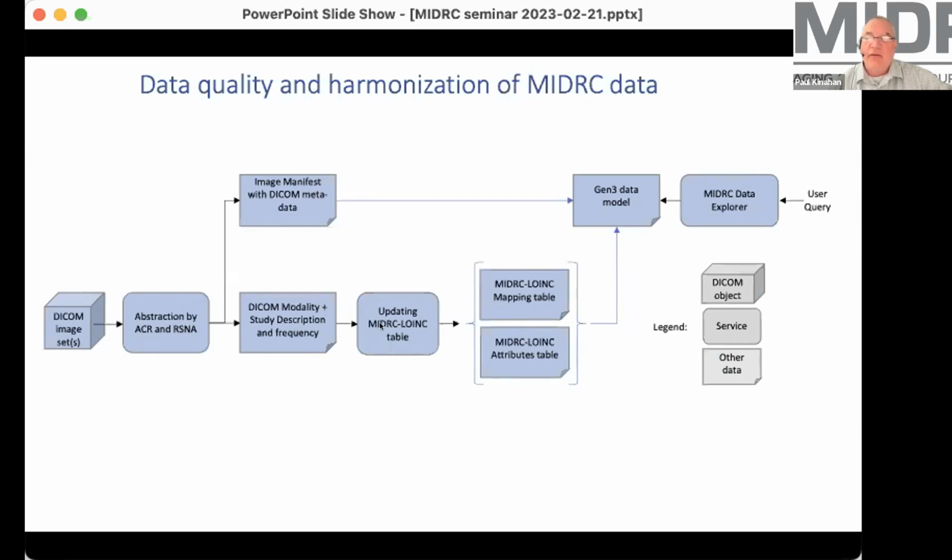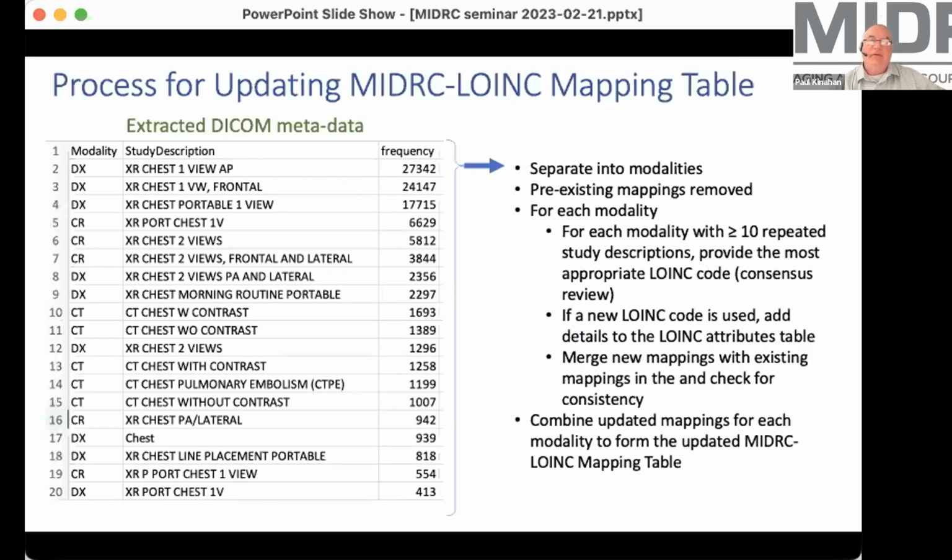And then from that, the data quality and harmonization group creates both the mapping table and something called the attributes table. So just to give an algorithmic overview of the process, this would be the information that comes from ACR and RSNA. For example, the modality would be DX. Study description is XR, chest, OneView, AP, and this one is the most frequent one.